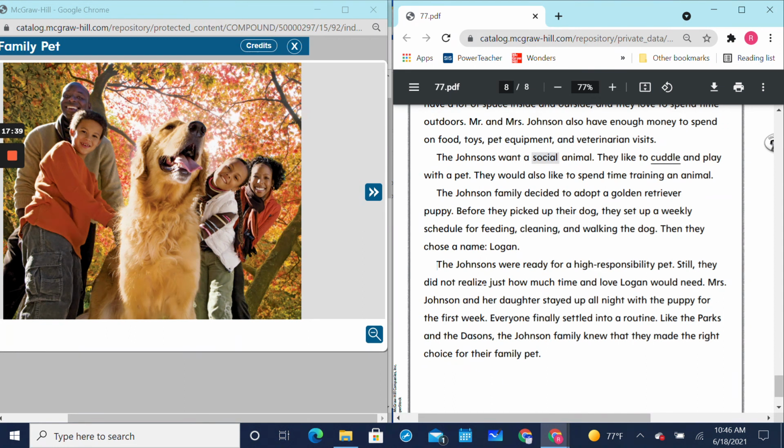Now, one thing I would like my friends to think about and discuss is, what would you choose for a family pet? Or if you have a family pet, what responsibilities do you have for that pet? Talk amongst your class.